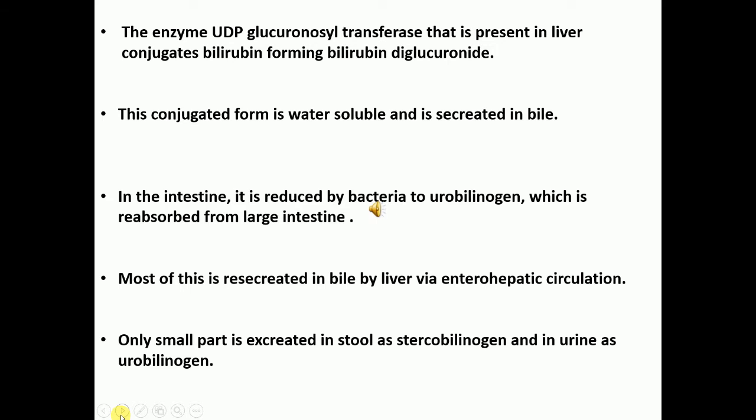So here the enzyme UDP glucuronide transferase that is present in liver conjugates bilirubin, forming bilirubin diglucuronide. This conjugated form is water soluble and is secreted in bile. In the intestine, it is reduced by bacteria to urobilinogen, which is reabsorbed from the large intestine. Most of this is resecreted in bile by liver via enterohepatic circulation. Only a small part is excreted in stool as stercobilinogen and in urine as urobilinogen.